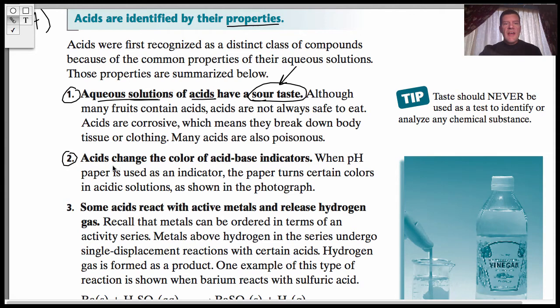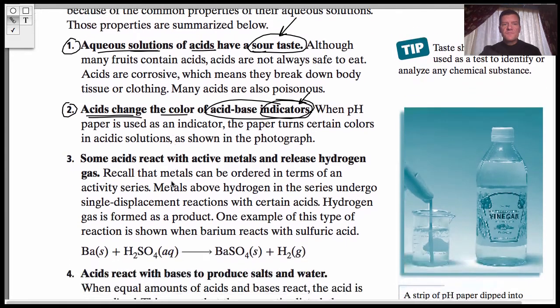Number two, acids are going to change the color of certain indicators. So we can use certain chemicals, whether that chemical is on a piece of paper called a pH strip, or whether it is actually a solution, we use drops of it. Those indicators are going to change colors based upon whether they are interacting with an acid or a base, or how strong the acid, how strong the base is. Okay? Those are called indicators. And acids are going to change the color of those particular chemicals called indicators.